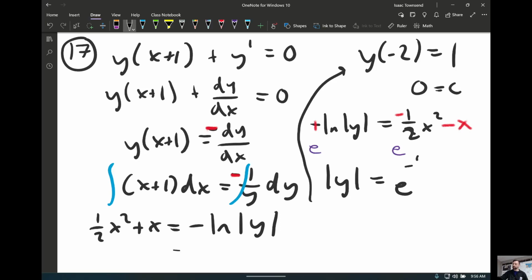This we could split up and try to simplify a little bit, but I'm not sure that that's really going to do anything, so I'm just going to leave all of that as the exponent of e. Now, this is close to what I want, but our goal wasn't to solve for the absolute value of y. Our goal was to solve for y.